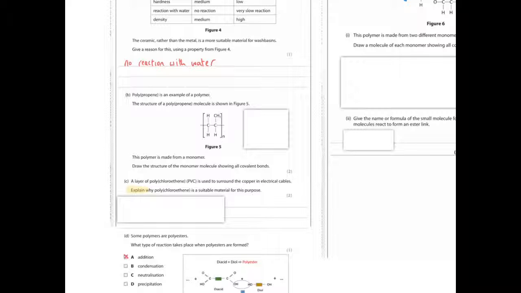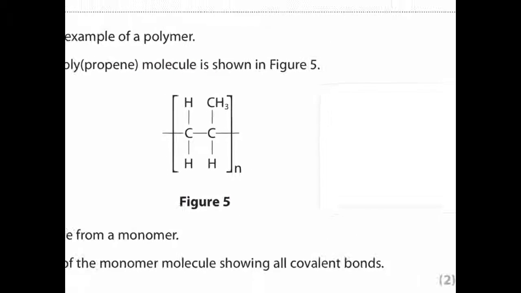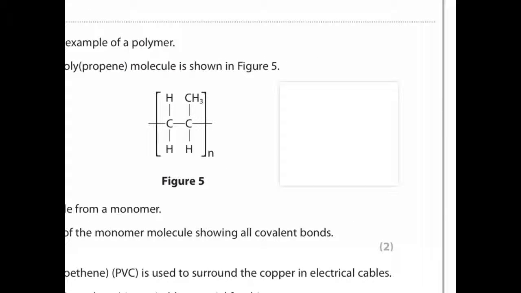The structure of a polymer molecule is shown in figure 5. The polymer is made from a monomer. Draw the structure of the monomer molecules showing all covalent bonds. So this is kind of tricky. You just got to think it through. So you know that carbon has to have 4 bonds, and obviously if you're a monomer you don't go outside the brackets because you're not linking to anything else. You are a self-contained molecule.